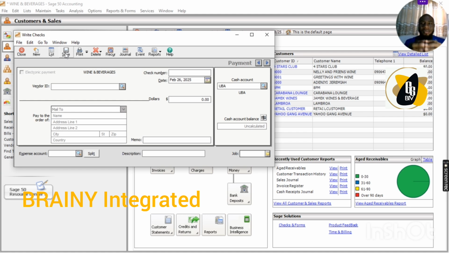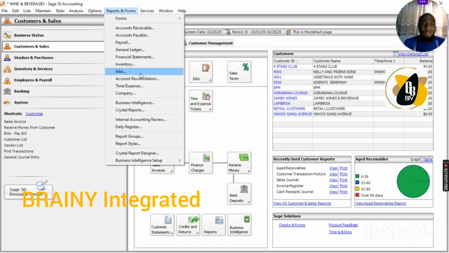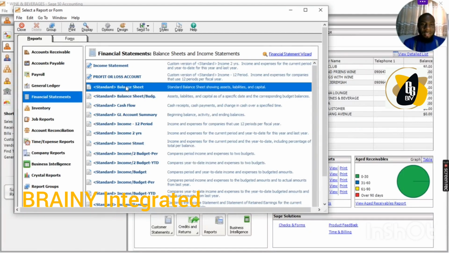Now let us go and see the effects in the statement of financial position. I'm going to go to reports and forms, financial statements, then I'll click on balance sheets.